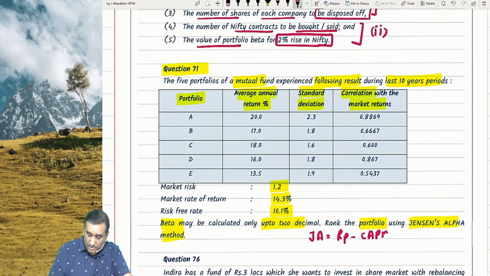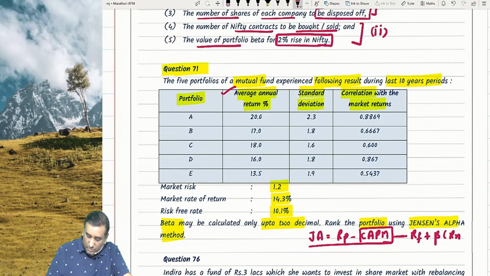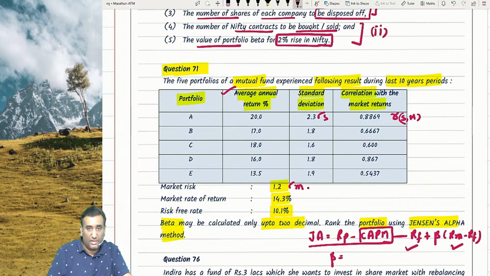RP minus KPM, return. Now RP you have there. KPM would be equal to what? KPM is RF plus beta into RM minus RF. RF is available, RM is available, what's missing is beta. Beta can be calculated since you have the standard deviation of the market, the correlation of stock and market, and the standard deviation of a security. Can we find beta? Yes.